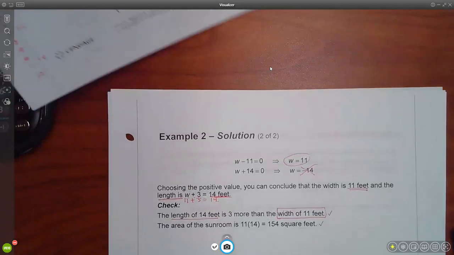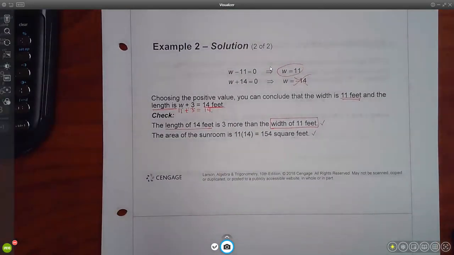Be very careful in WebAssign because sometimes it already has like an L and a W. And you need to make sure that you're putting the 11 in the right spot and the 14 in the right spot. If you put them in the wrong spot, it'll say wrong, even though all your math is correct, okay? Just make sure that you're putting the right one in the right box.